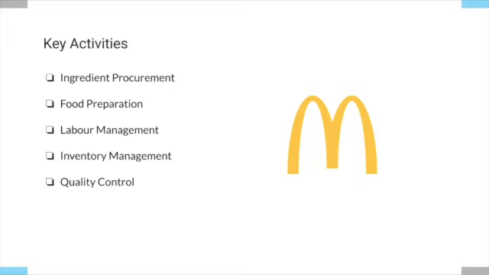Another key activity is labor management. Here, efficient staffing and scheduling help control labor costs while ensuring adequate staffing levels to meet customer demand. Inventory management is another very key activity to McDonald's. McDonald's closely monitors inventory levels to prevent overstocking or stockouts, optimizing inventory turnover, and minimizing holding costs. Lastly, quality control. Regular checks and adherence to standardized recipes help maintain product consistency while minimizing costs associated with rework or waste.